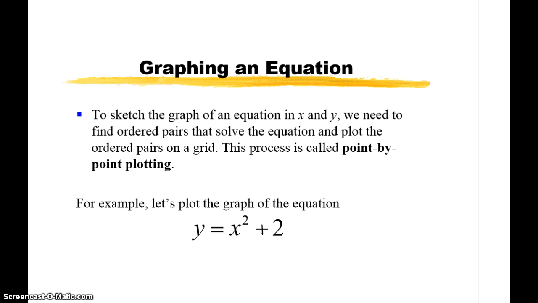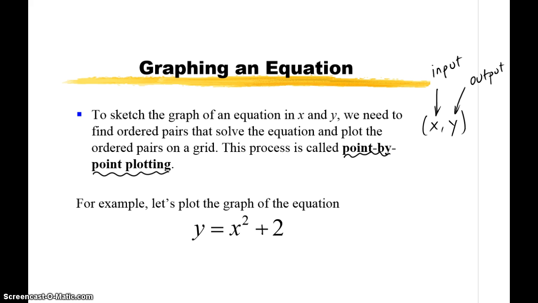Okay, well, to sketch a graph of an equation in x and y, two variables, we need to find ordered pairs that solve the equation and plot the ordered pairs on a grid. Remember, ordered pairs (x, y) simply represent the input and the output of your equation, right? And this process of coming up with ordered pairs and plotting them all on the same grid is called point-by-point plotting by your book. That's what they're going to refer to it as.